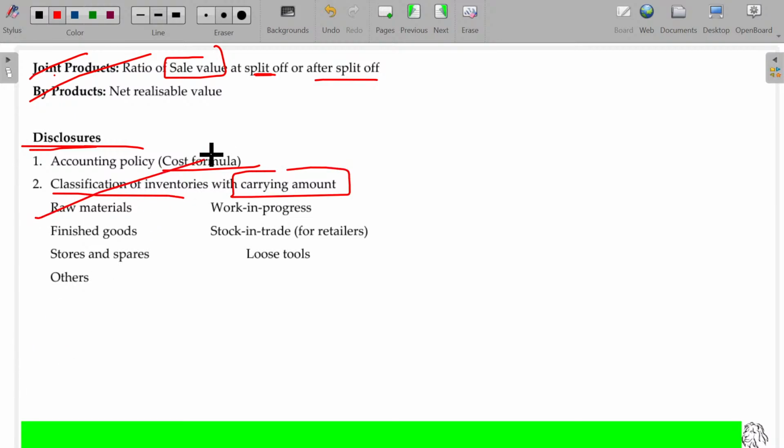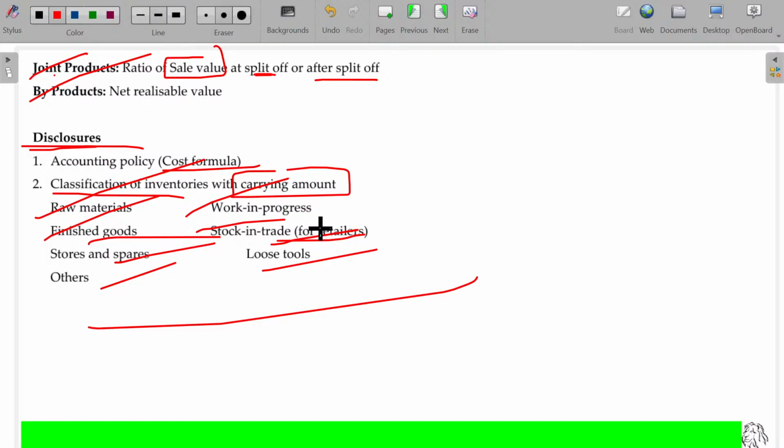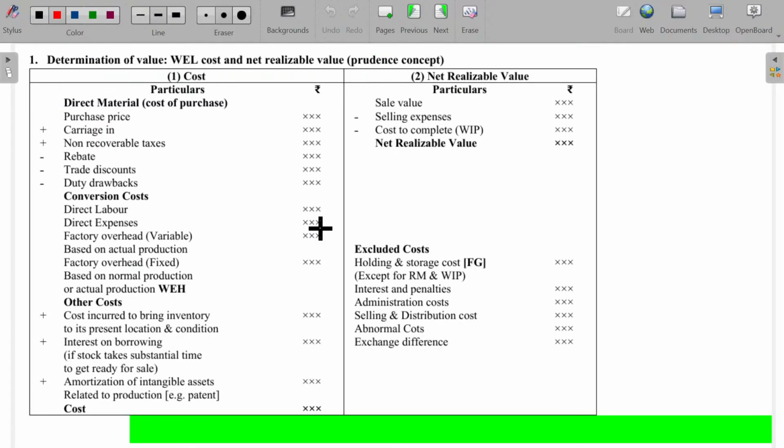It may be classified as raw material, finished goods, work in progress, stock in trade for retailers, loose tools, stores, spares, and others like consumables. These are classifiable. Now, finally, we'll get back to the cost determination. In case of determination of cost, whichever is lower of what? Cost or NRV.